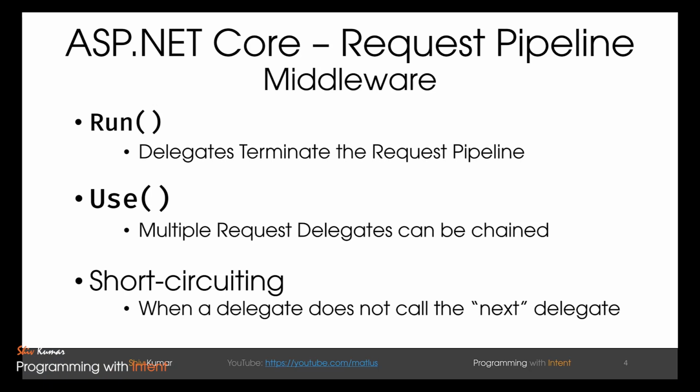And the short-circuiting feature is really what I described earlier for the UseStaticFiles middleware, where it short circuits, meaning instead of calling next, it just returns the response. So instead of going all the way to the last middleware in the application and coming back, it just short circuits. So that's called short-circuiting. That's when the delegates don't call next.